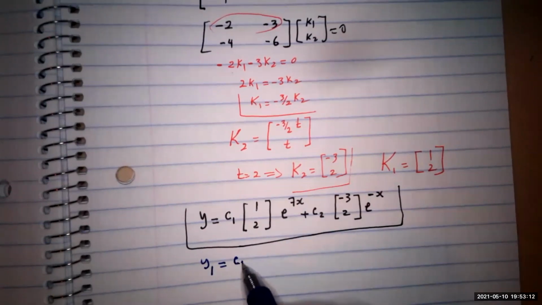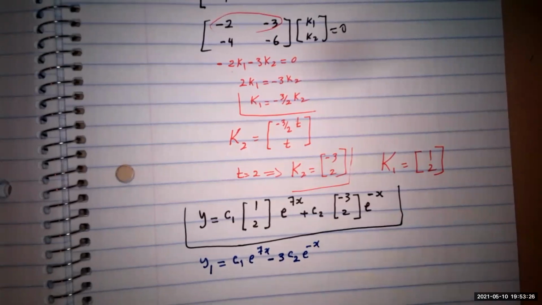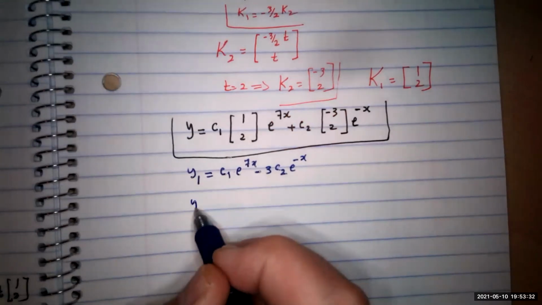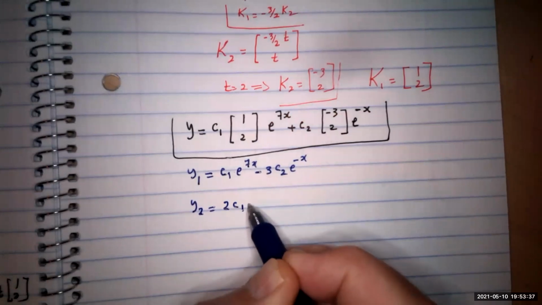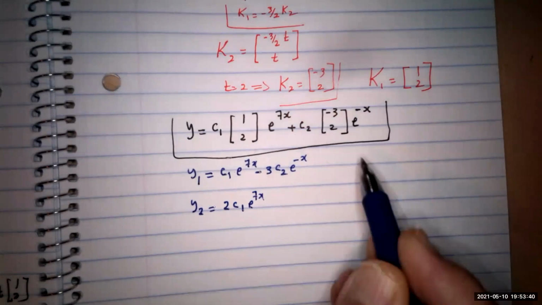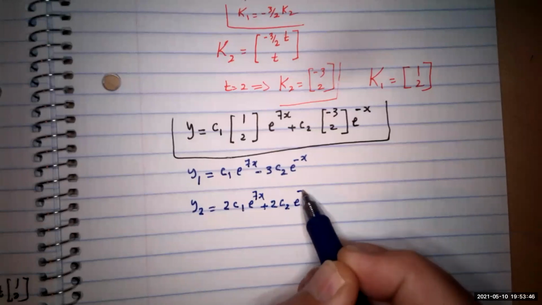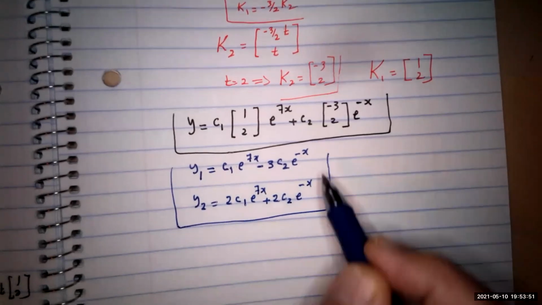y1 is going to be c1, the first row, c1 e to the 7x minus 3 c2 e to the negative x. This is going to be y1, and y2 is going to be 2 c1 e to the 7x plus 2 c2 e to the negative x. So these are going to be the general solution.